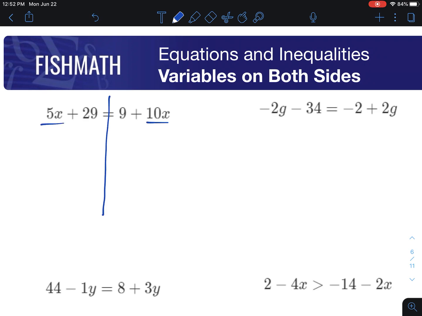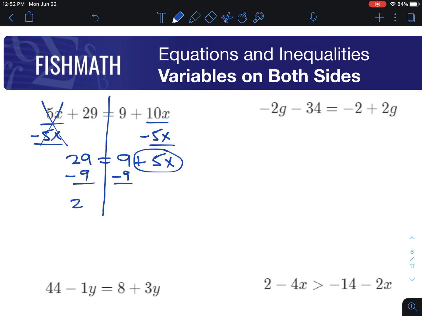Which one's smaller? Well, the 5x. So I'm going to get rid of that by moving it to the other side by subtracting it. That gets rid of it here. So 29 equals 9 plus 5x. Now we're back to a two-step. Can't touch the variable. Move the 9. So we get 20 equals 5x. Divide both sides by 5, and we get our answer.